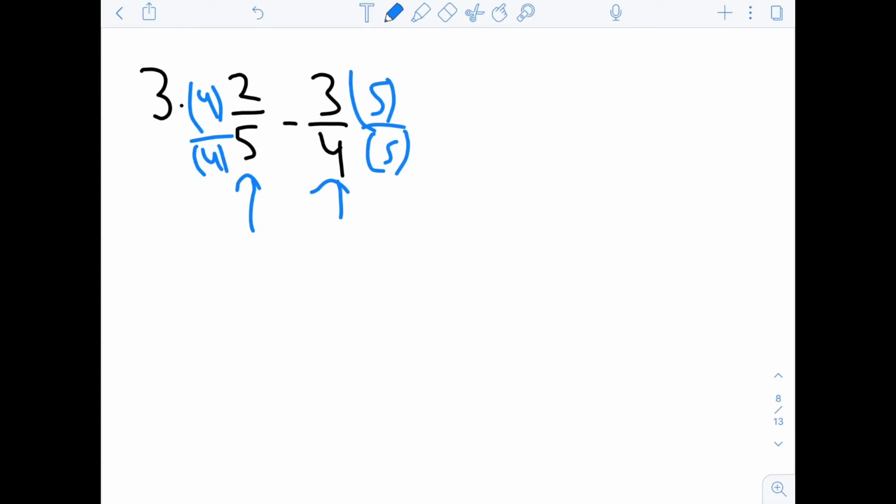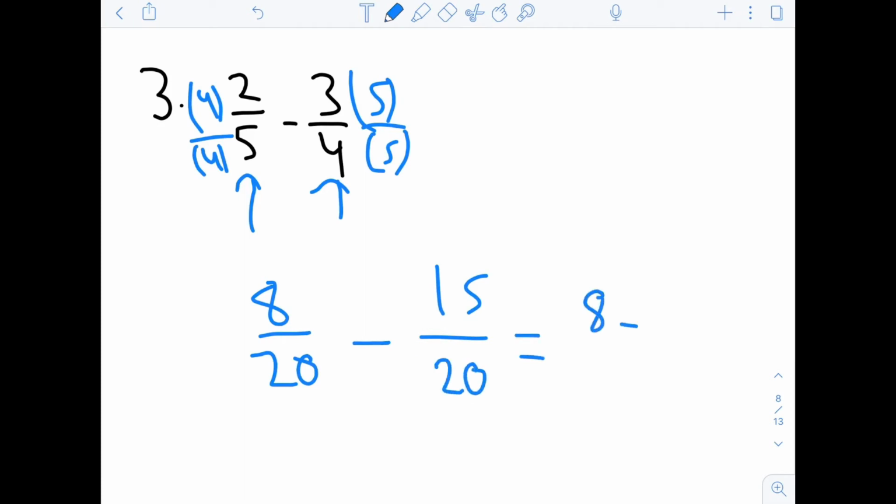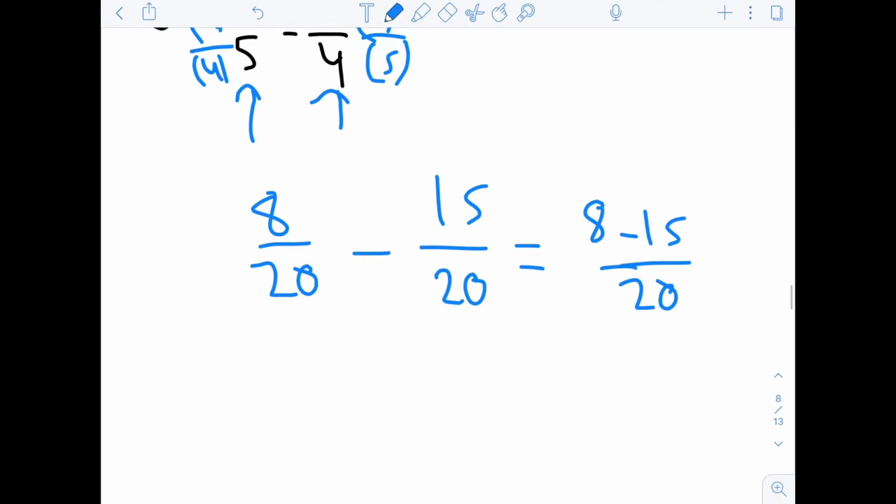So 4 times 2 is 8. 4 times 5 is 20. And 3 times 5 is 15, and 4 times 5 is 20. So this is going to equal 8 minus 15 over 20, if you subtract the numerators. And that's going to equal negative 7 over 20.